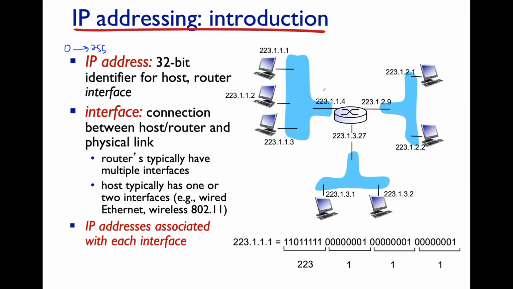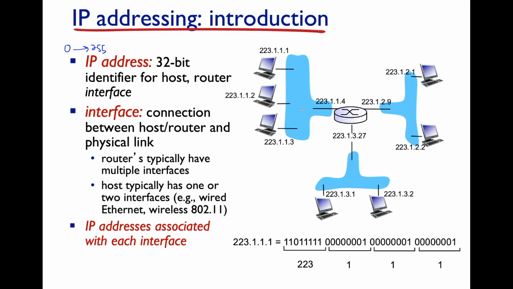Now this router, you'll notice, for every computer on this upper left network, the router shares an interface that it can use to reach each of these computers. The interface is this connection between the host or router and the physical link. And that physical link can be fiber optic, it can be coaxial cable, it can be category 5 or copper wire, it can be wireless.